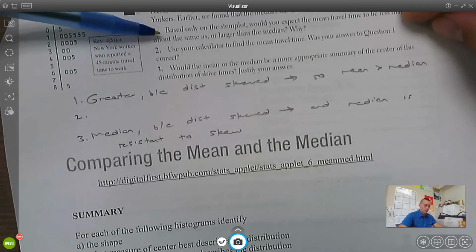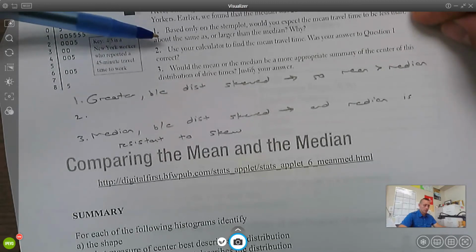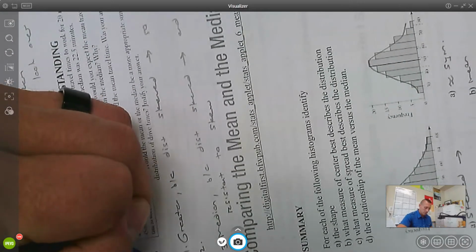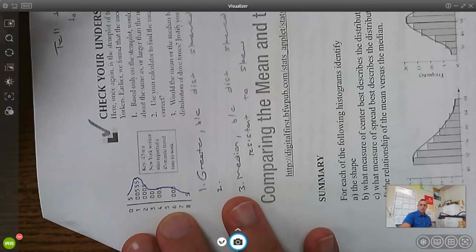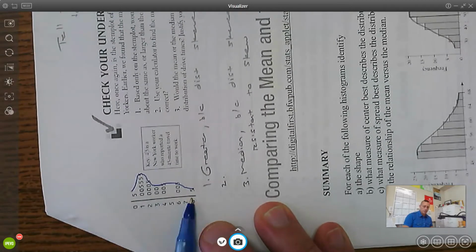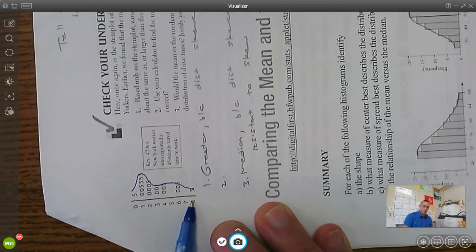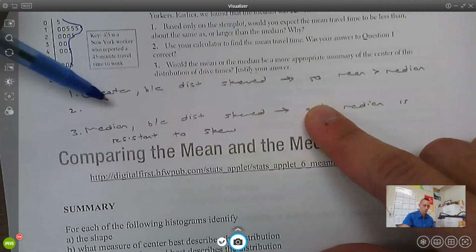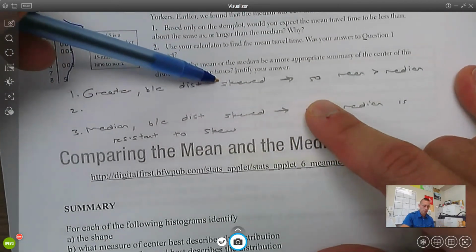They want to know, would you expect the mean to be greater than, less than, or about the same as the median? This is all about the shape of the distribution. So there's the curve I put over the distribution to help me see the shape. It goes least to greatest, 0 to 8. So the tail is on the right. This is skewed to the right. That tells me the mean is going to be bigger than the median. Why? Because of the skewness.